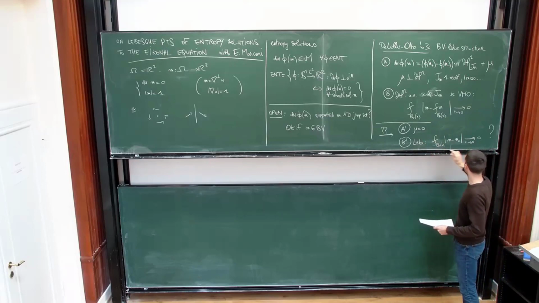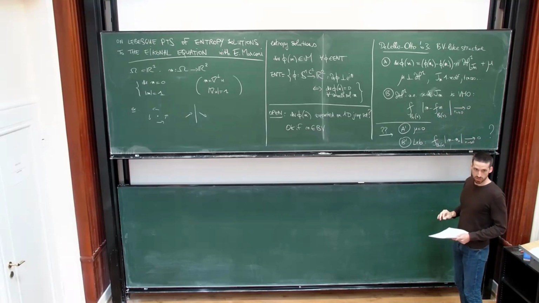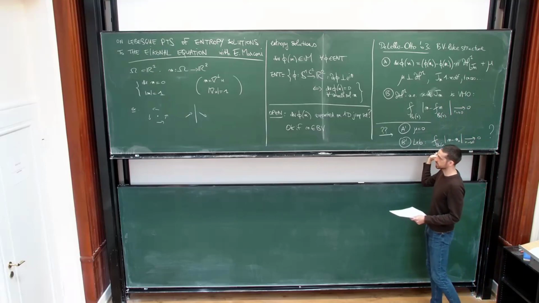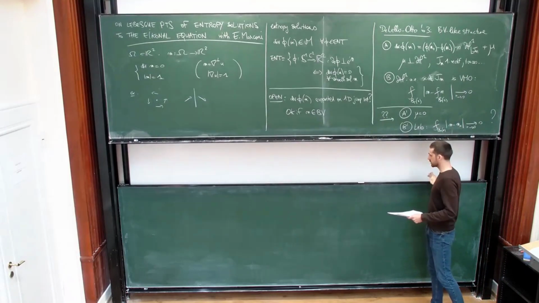I'm going to be more interested in that second property. I mean, can we show that those points, which in principle just have vanishing mean oscillations, are in fact Lebesgue points? This is really the focus of this talk.